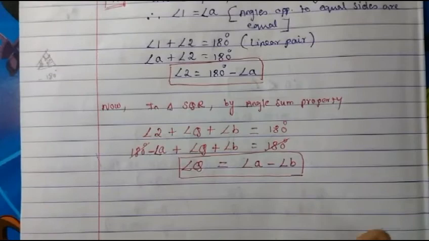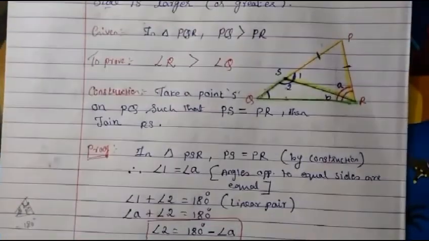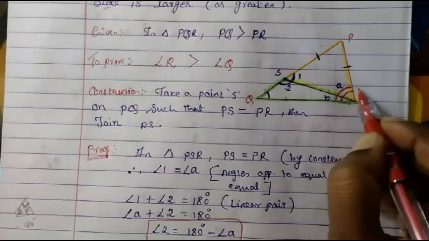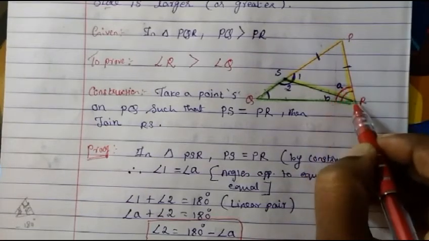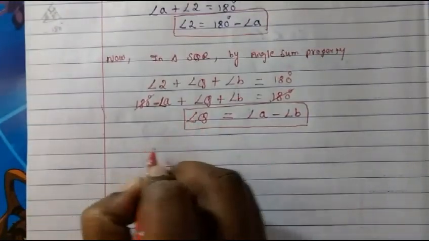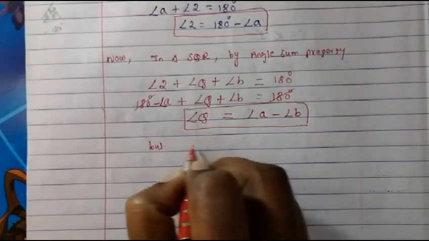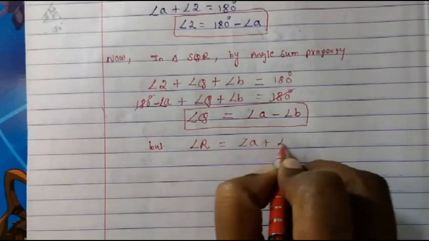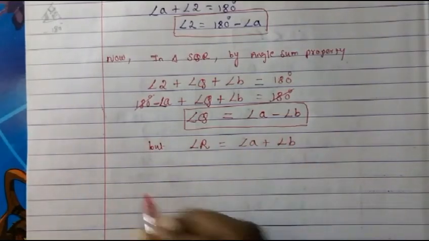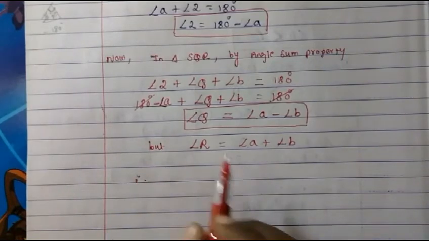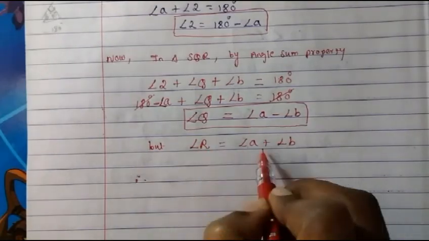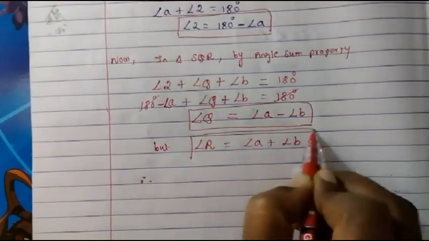But now, can we write down what angle R actually is? This angle R is the whole thing. So A plus B becomes angle R. Angle R is angle A plus angle B. So, therefore, what does it show here? Q is A minus B, R is A plus B. Can you see this now?